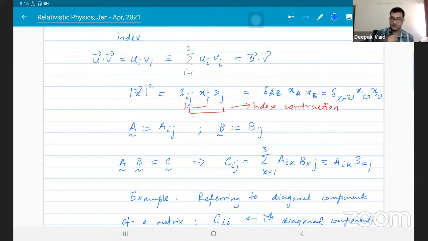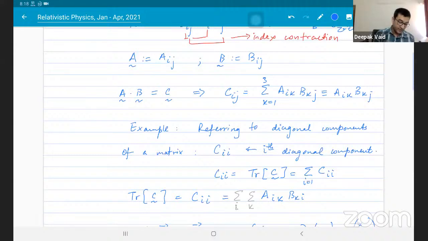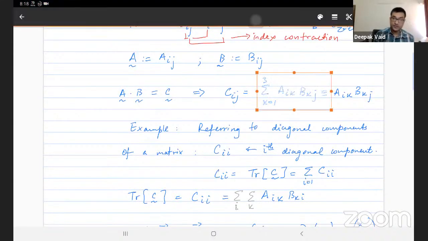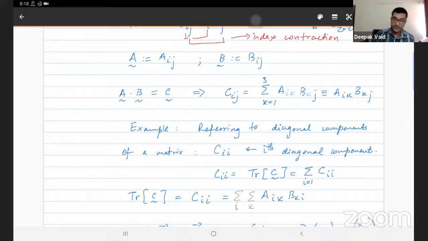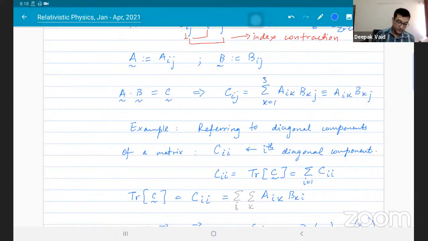So this convention we can use for all sorts of linear algebra operations like matrix multiplication and so on. So matrix multiplication means that, right, you're summing over this internal index k. So I can just write it in this way. So that means this Cij is equal to this quantity.